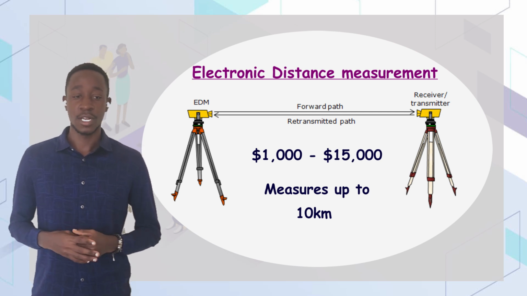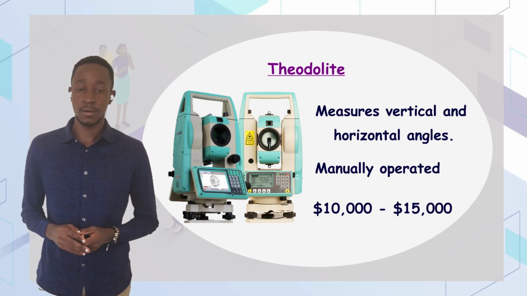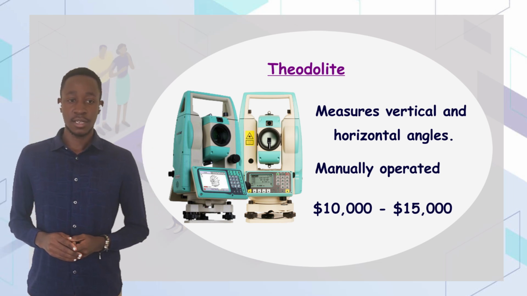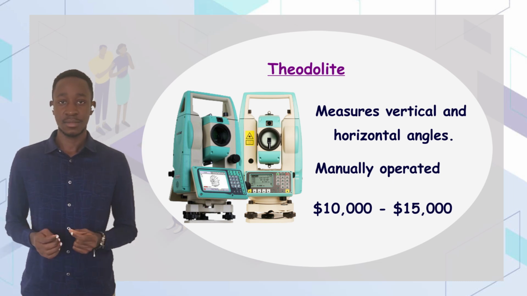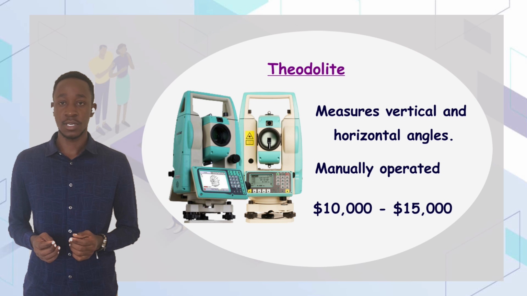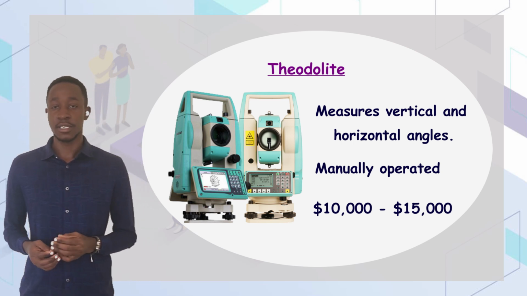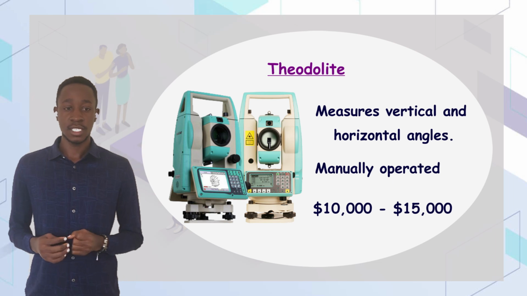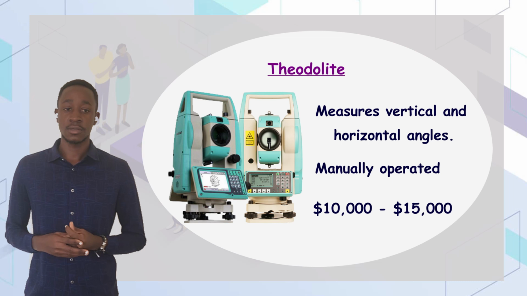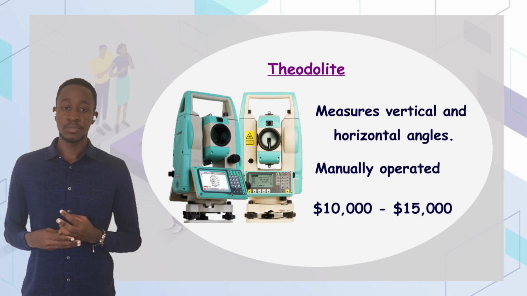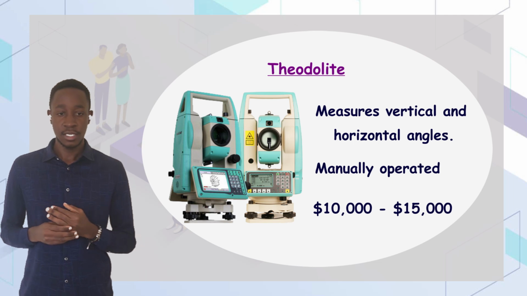We also have the theodolite. The theodolite measures vertical and horizontal angles. It is manually operated by the surveyor, and the cost is between 10,000 and 15,000 US dollars. And the capacity, depending on the visibility, is that the theodolite can measure angles over long distances. The scope of operation is to measure angles between points in boundary surveying, providing the foundation for calculating distances and establishing precise boundaries.